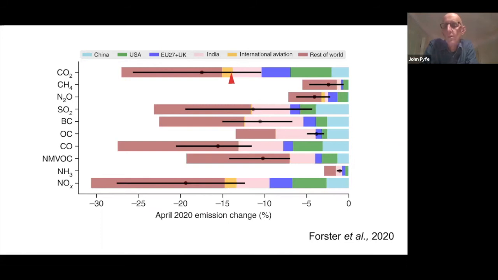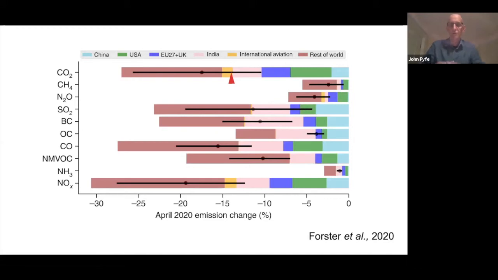And so just pick out a couple of these bars. If you look at CO2, as we saw in the previous graph, the decrease in CO2 globally was about 25%. And most of that decline was attributed to the United States, followed by India. You can go down and look at a short-lived forcer, an aerosol, sulfur dioxide, for example, similar story. Emissions were down by over 20%, and those emission reductions were dominated by India. And then NOx, which is the biggie here, declined by over 30%, mainly coming from the US and India.